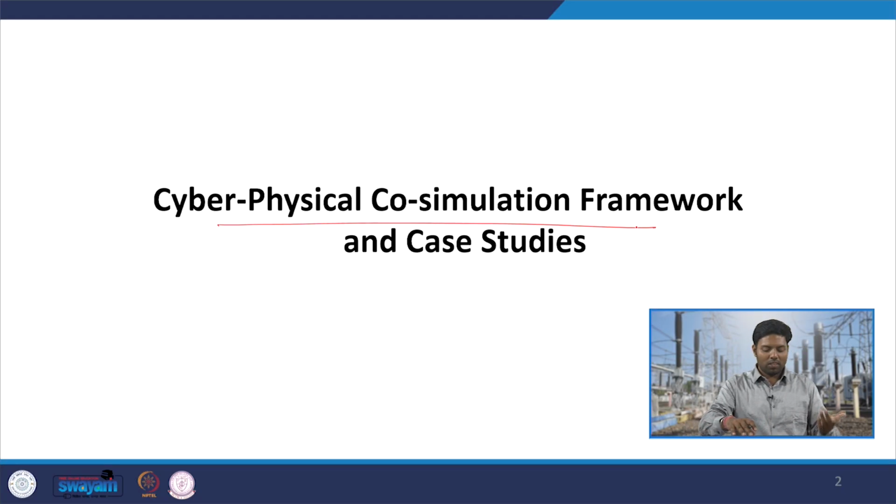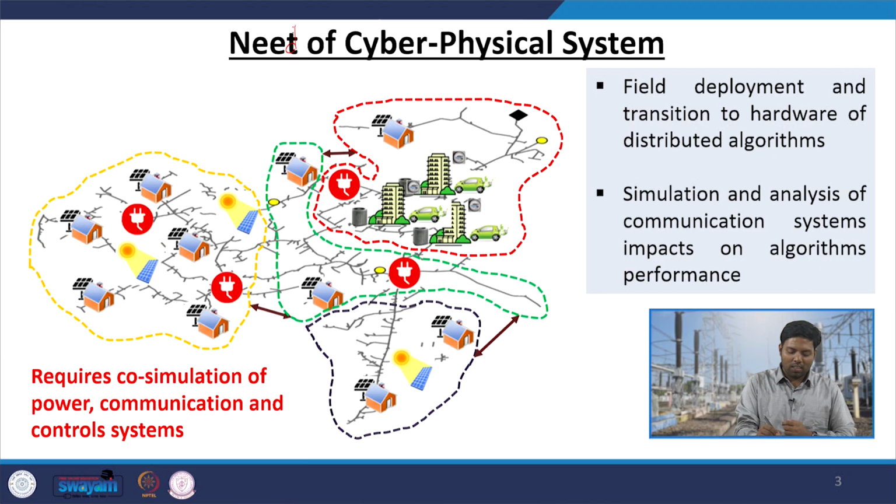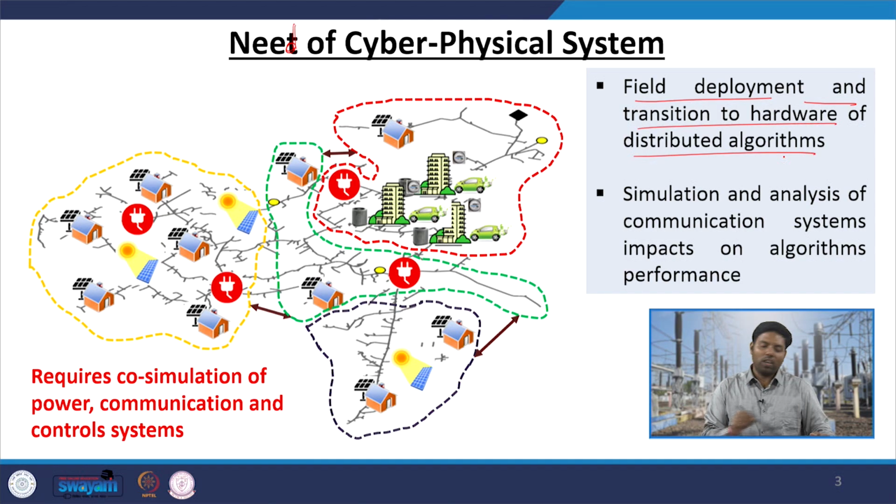Okay. Now, what is this cyber physical co-simulation? Before going to that, first we will see what is the need of this cyber physical co-simulation system. The need is field deployment and transition to hardware. Before going to the actual hardware system, first we have to see whether our algorithm, or whatever techniques or communication infrastructure we are going to deploy, is capable of handling all the situations or not.